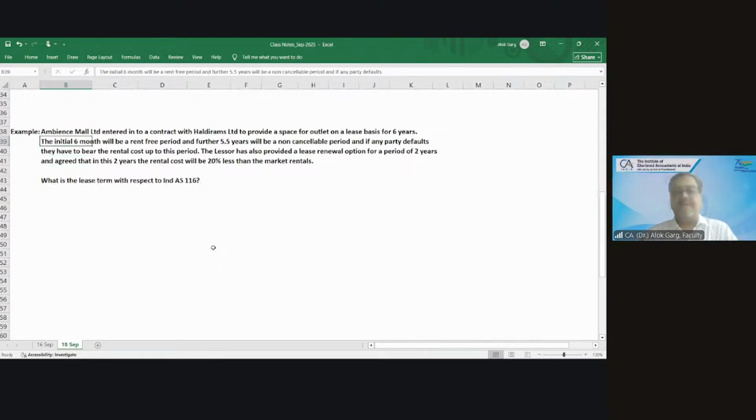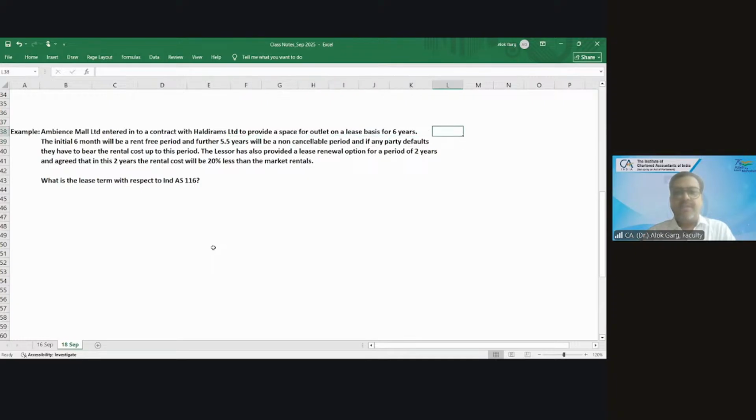Ambience Mall Limited entered into a contract with Haldiram Limited to provide a space for outlet on a lease basis for 6 years. Do you know where is the Ambience Mall? Gurgaon. One of the largest malls of Haryana, and I would say the top 10 malls of India.